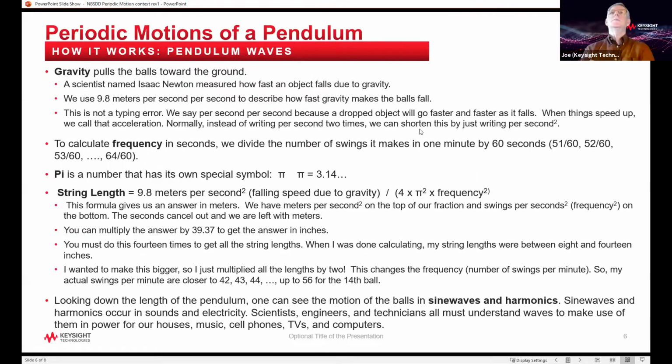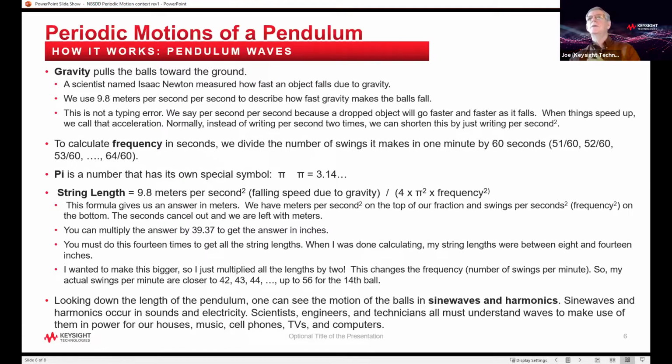So let's just talk about this briefly. As I mentioned before, gravity is what pulls the balls towards the ground. And on Earth, there's actually a formula that tells us how fast gravity will pull something towards the ground. On Earth, that is 9.8 meters per second per second. And when I say per second, it's because it speeds up. And anything that speeds up, we call that acceleration.